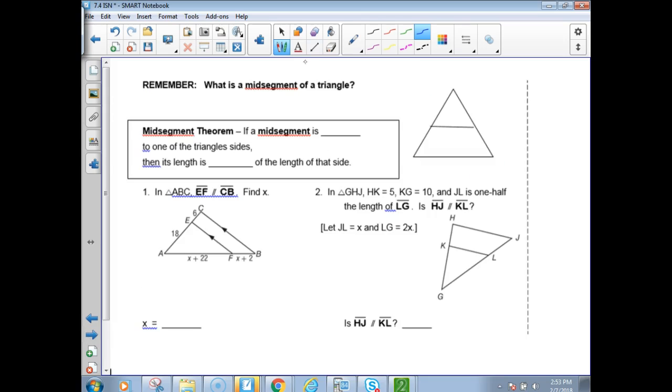All right, next. What is a midsegment of a triangle? Remember, like if you had a triangle, a midsegment was something that connected the midpoints of two sides. So if this side is cut in half and so is this one, and you got a segment connecting those points, then that is a midsegment.